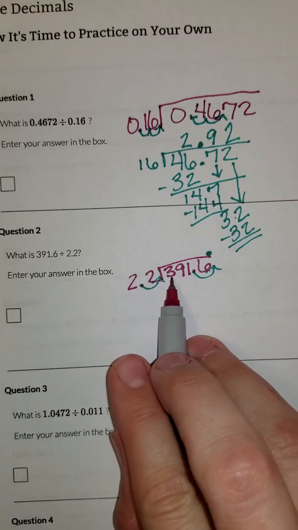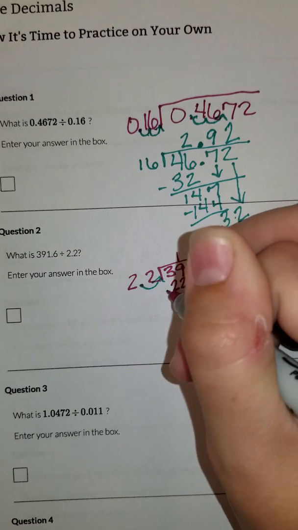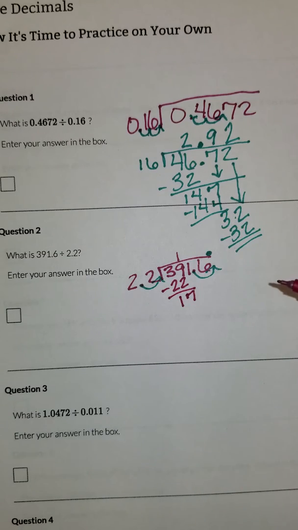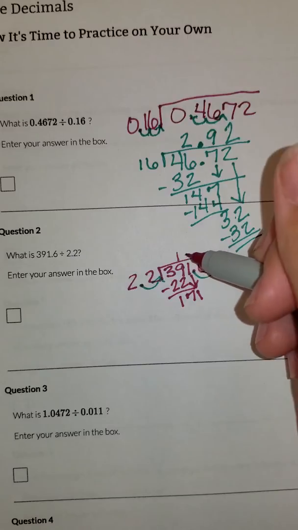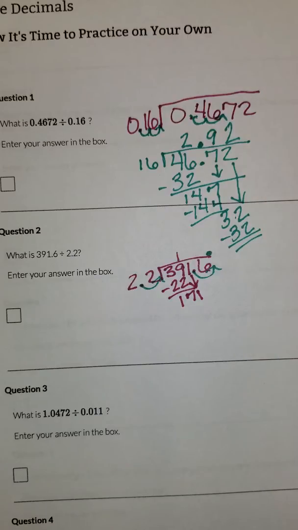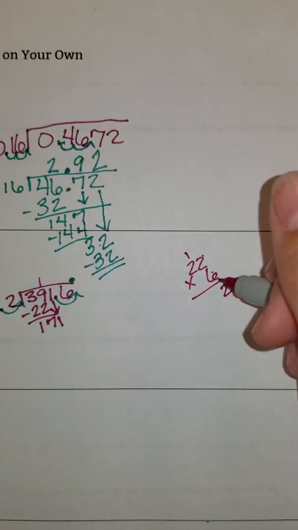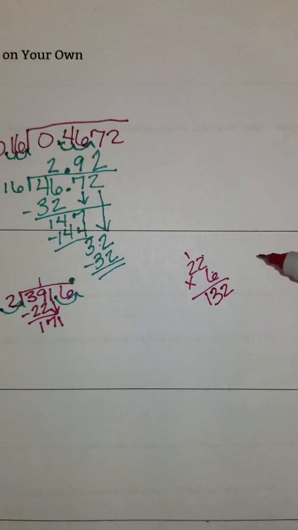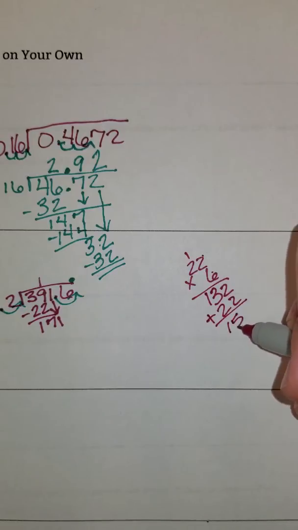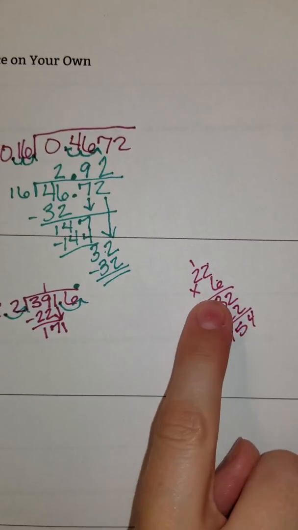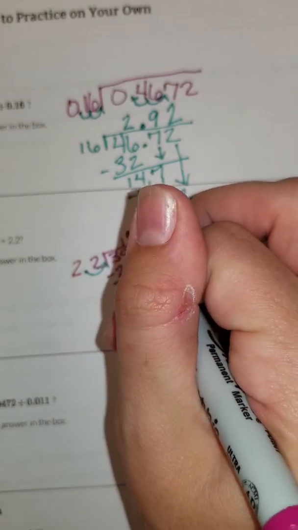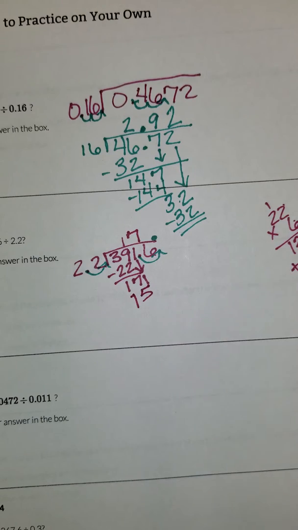So let's see. 22 goes into 39 1 time. When I subtract, I get 17. Bring down the 1. 22 goes into 171. Let's try 6 times. I'm going to come over here, over to the side, and multiply by 6. 6 times 2 is 12. Carry a 1. That'd be 13. Oh, we got another one. That'd be 154. Okay, so it's going to be 6 plus 1 is 7. So 7 times, and that was 154.